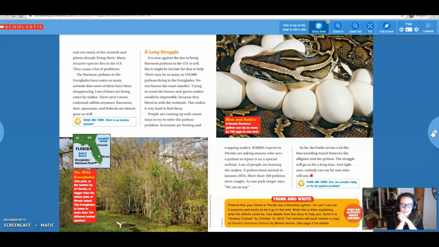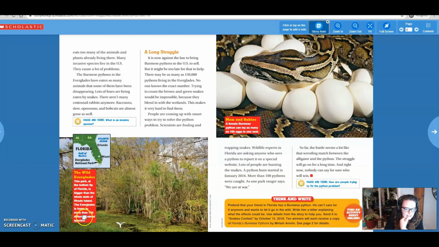A long struggle is another heading I see. And I see a map here of Florida, and it says Everglades National Park is down here at the very tip of Florida. And the subtitle for this said that they were hurting a park in America, so I'm wondering if they're talking about the Everglades National Park. This park at the bottom tip of Florida is bigger than the whole state of Rhode Island.